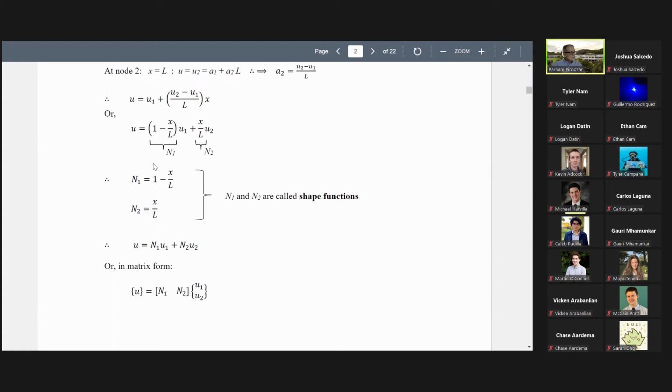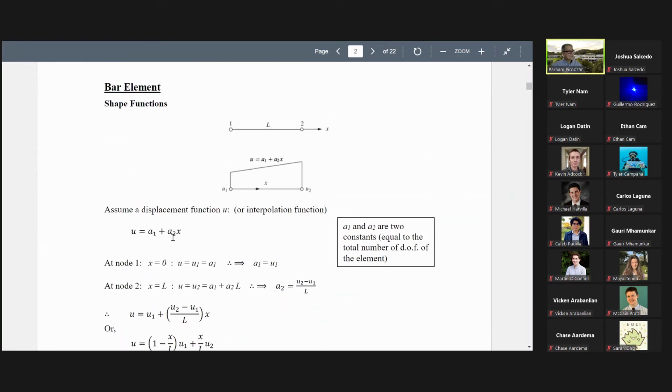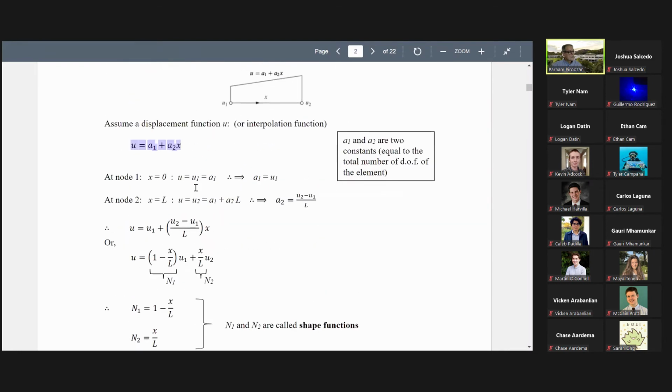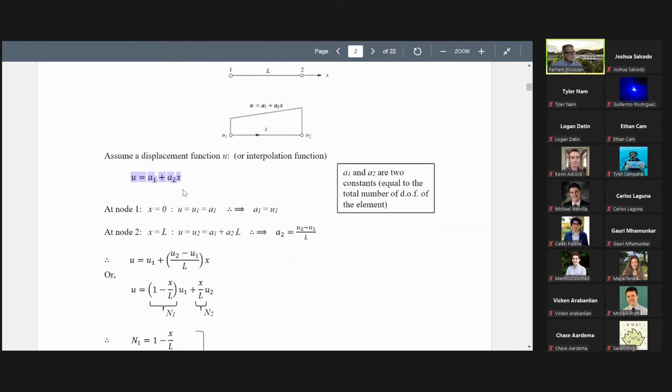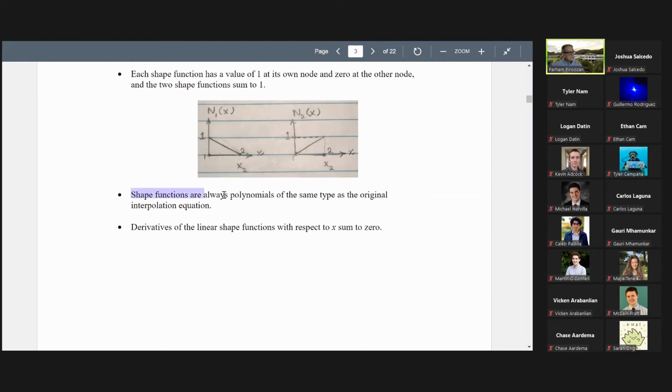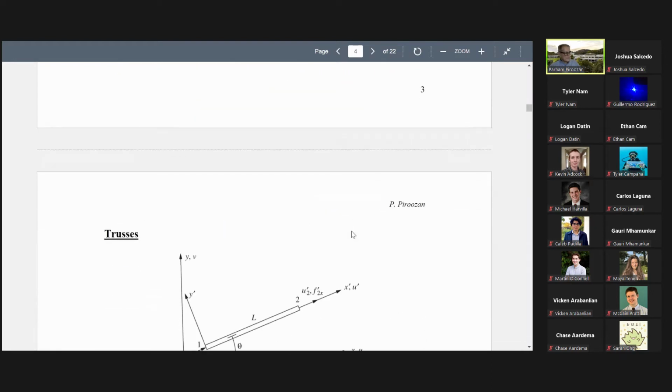So shape functions are always of the same type as the approximation function. You start linear, you end up linear. You start cubic, you end up cubic. So the property: shape functions are always polynomials of the same type as the original interpolation functions. And derivatives of linear shape functions with respect to x sum to 0.